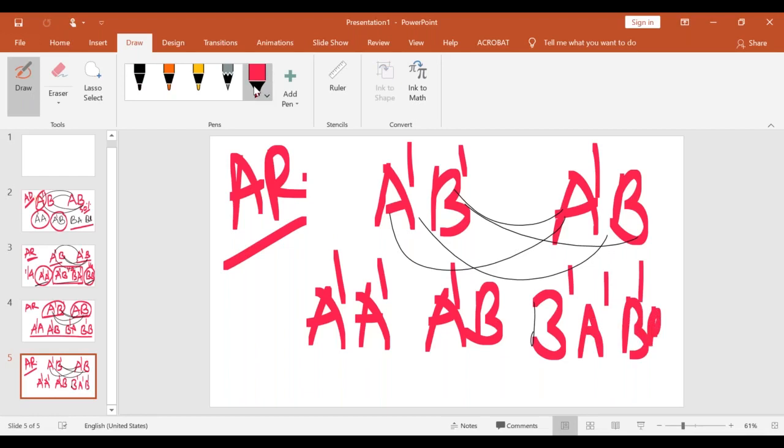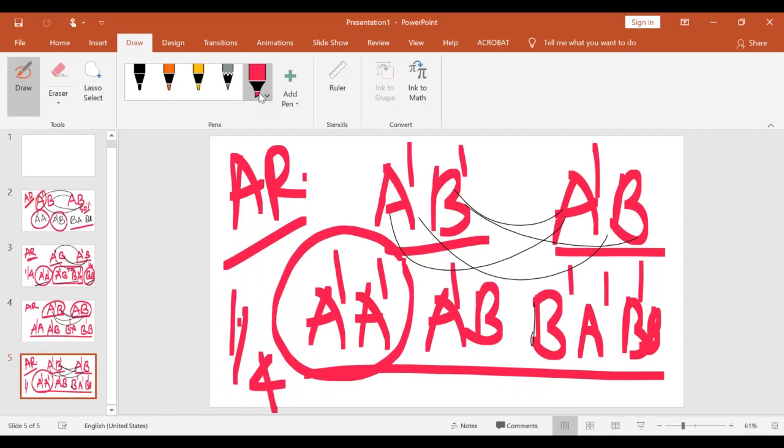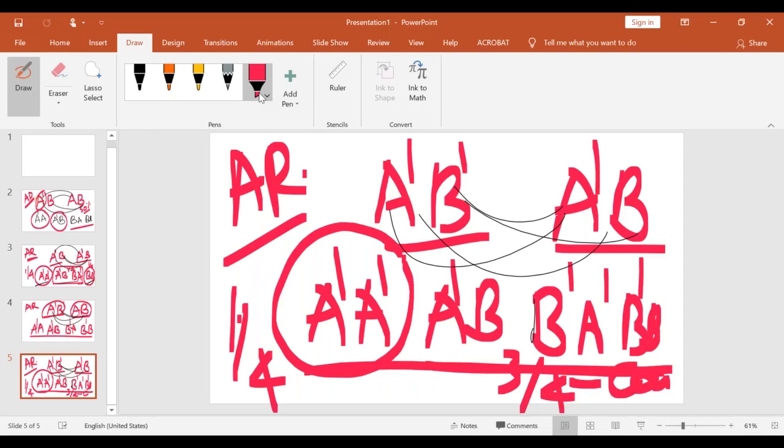So you can see here, if one parent is affected and the other parent is a carrier, none of the kids will be normal. One fourth will be affected and the rest of the children, that is 3 out of 4, will be carriers. So this is one such example.